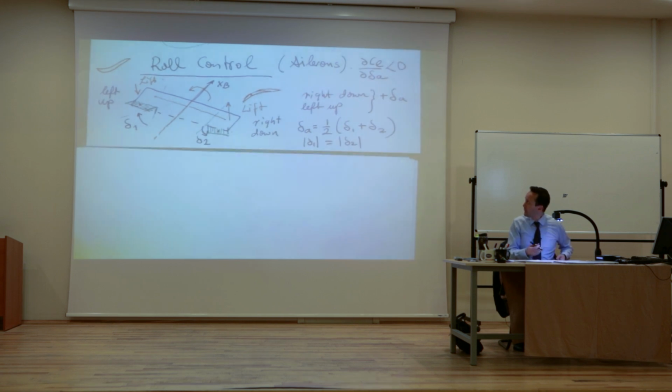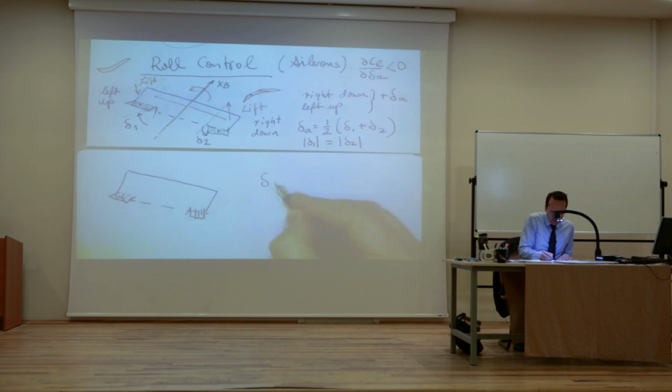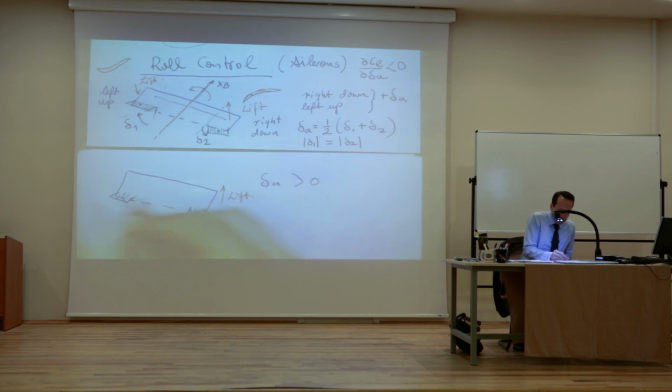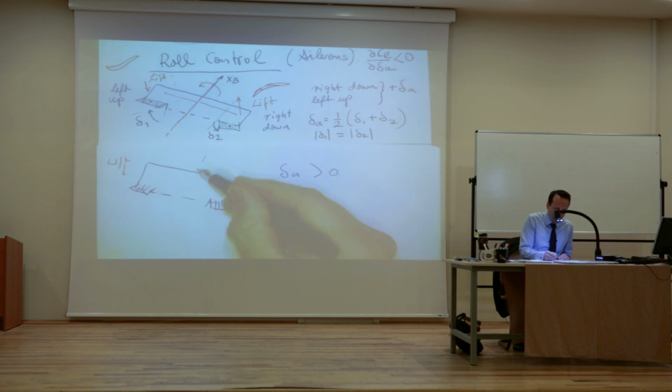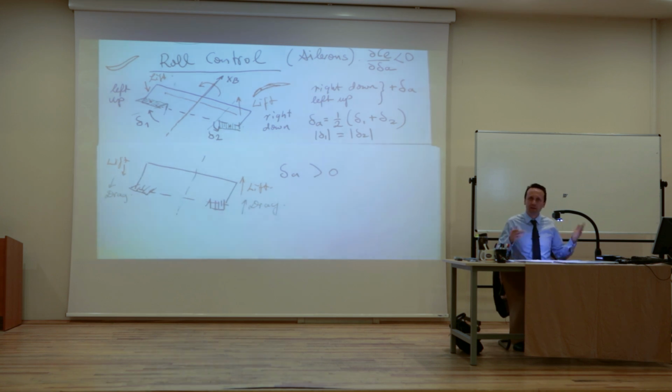Okay, so any questions up to here? All right, so here's my wing again. You have your positive aileron over here, negative over here. Let's say del A is positive, which means you have more lift on this side, less lift on this side. But as you probably can guess, it also means more drag on this side and less drag on this side. Isn't it? Whenever there's lift, there's drag. Less lift, less drag. So more lift means also more drag.